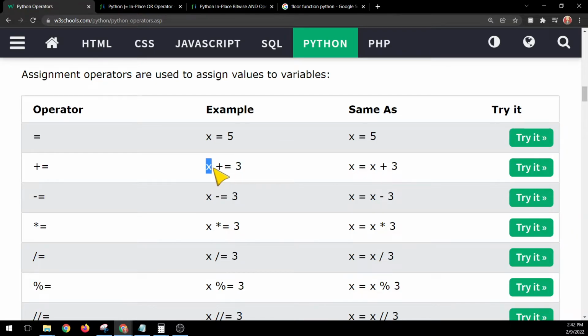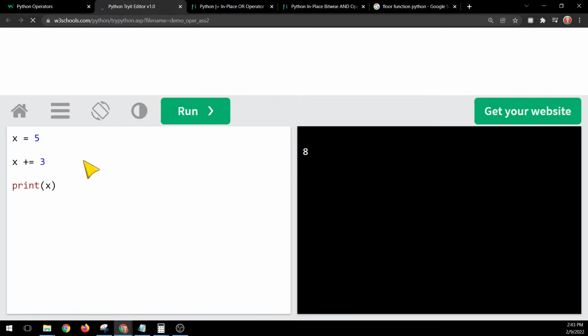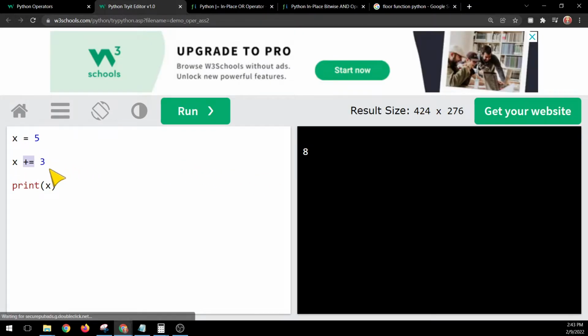So x plus equals 3 is the same as x equals x plus 3. It's just a quicker way of writing it. If you're not comfortable writing it in this way, plus equals, you can just write it like this. Okay, x equals x plus 3. If you feel more comfortable writing it this way, but you'll probably end up seeing this a lot in existing code, so it's good to be aware of this. So let's press run.